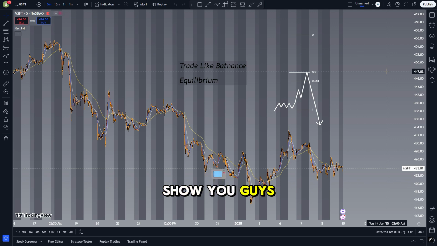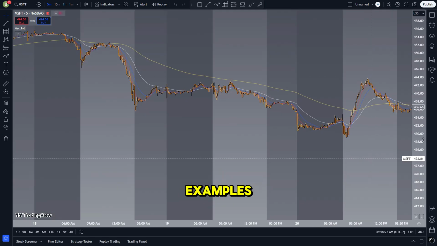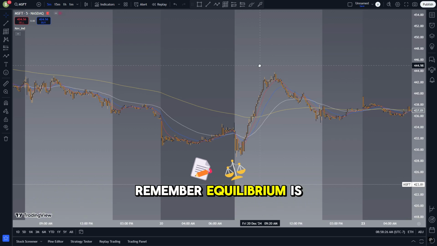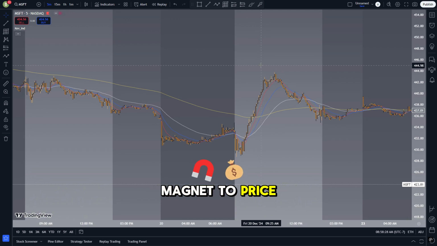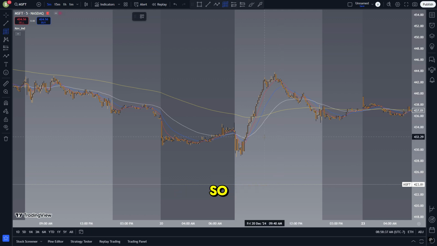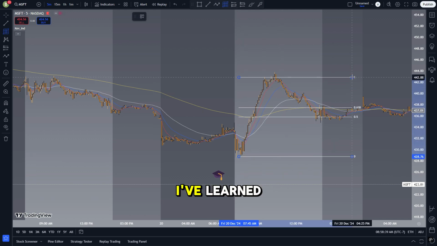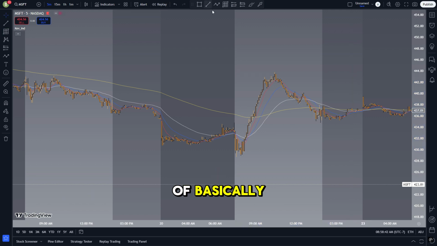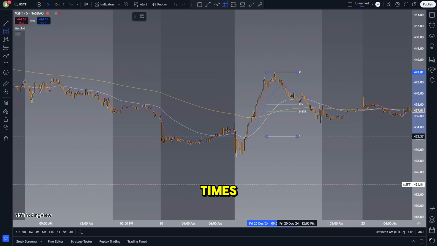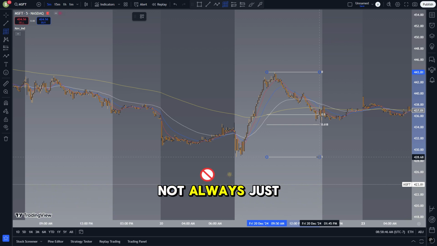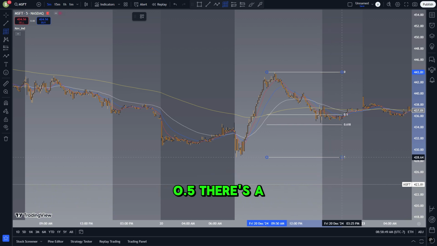This is exactly what happens. Now let me show you real life examples where this is happening and how you're able to spot it. Remember, equilibrium is more like a magnet to price. It basically insinuates that most of the time when we come back, we are going to come back to that point. One thing I've learned from using equilibrium multiple times is that it's not always just going to come back to your 0.5.